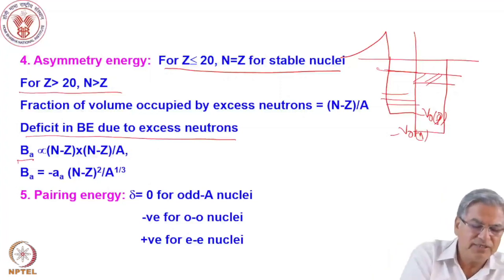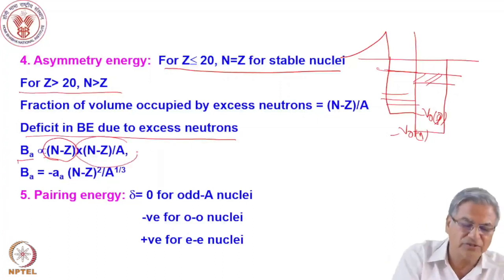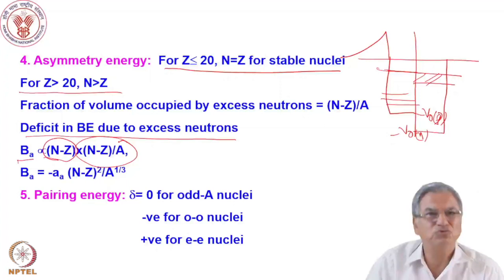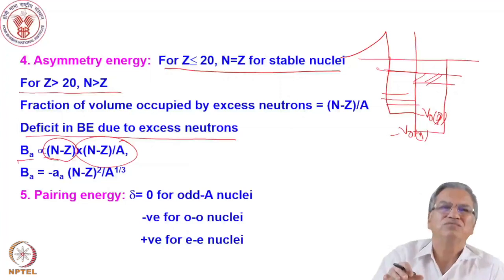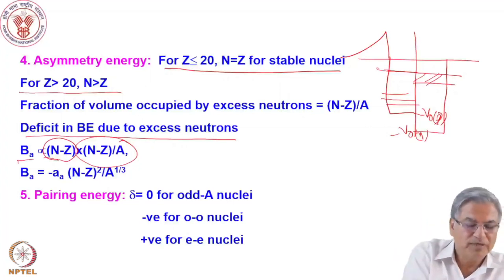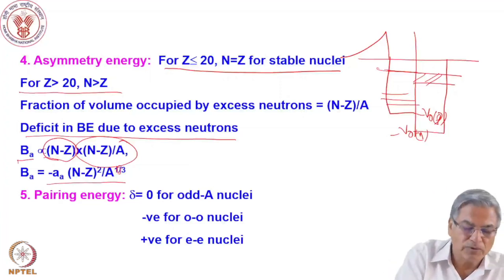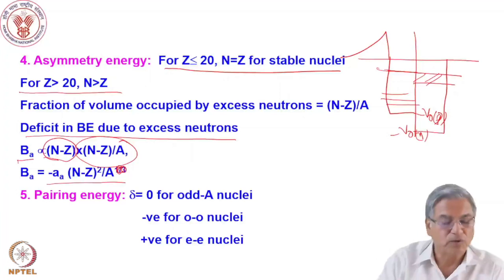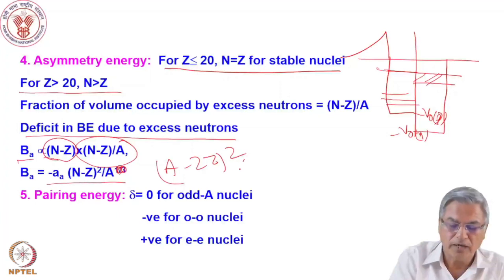The asymmetry energy is proportional to the excess neutrons, N minus Z, times the fraction of the volume occupied by the excess neutrons, that is N minus Z upon A. So excess neutrons into the fractional volume is equal to the asymmetry energy. If you remove the proportionality constant, it becomes a_A (N minus Z) square upon A. You can also write this as a_A (A minus 2Z) square upon A.